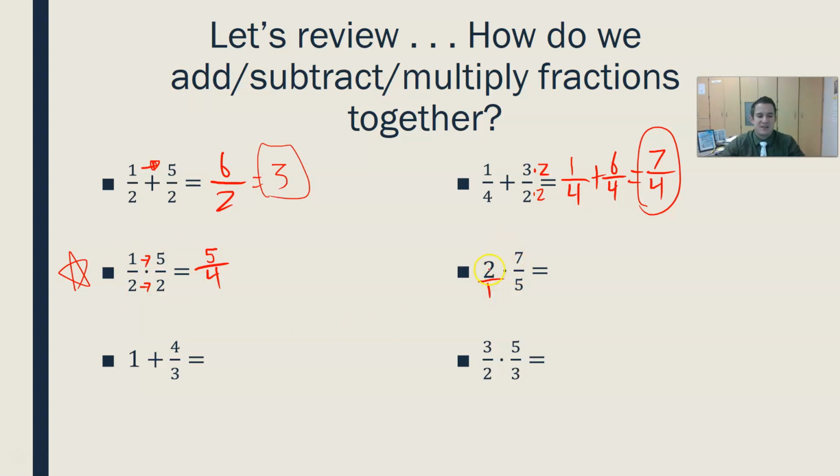Multiplying something like this, 2 times 7/5. 2, remember, you can write as a fraction of 2 over 1, so 2 times 7 is 14, 1 times 5 is 5. So my answer there would be 14/5.